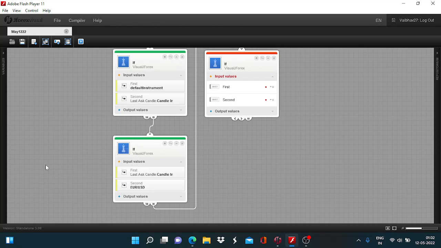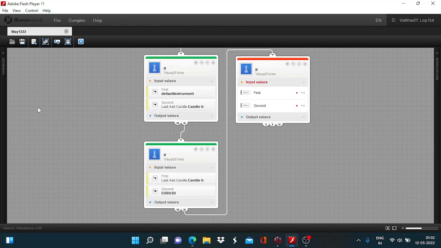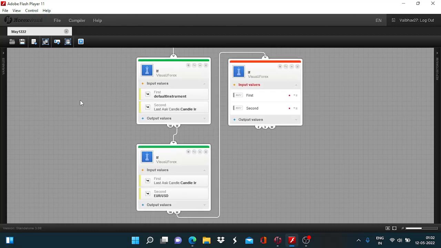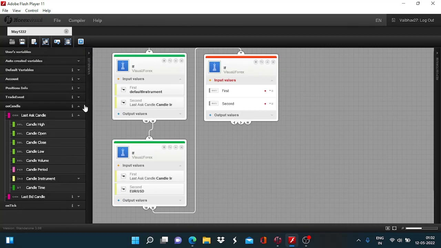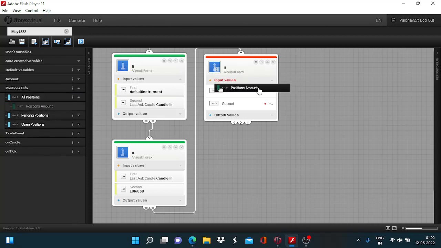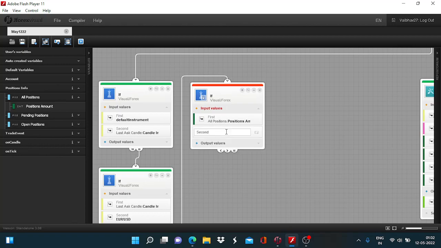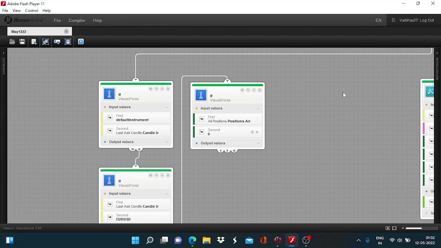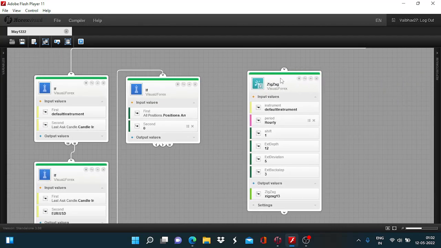Now with this we have to consider the position amount. There should not be any existing open or pending position on the account prior to the opening of a new trade. To make sure that is the case, I will add a second input as the 0. First input should be equal to 0.